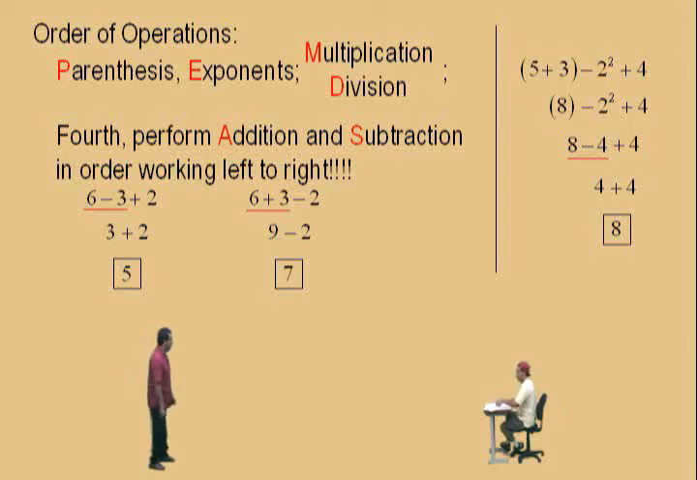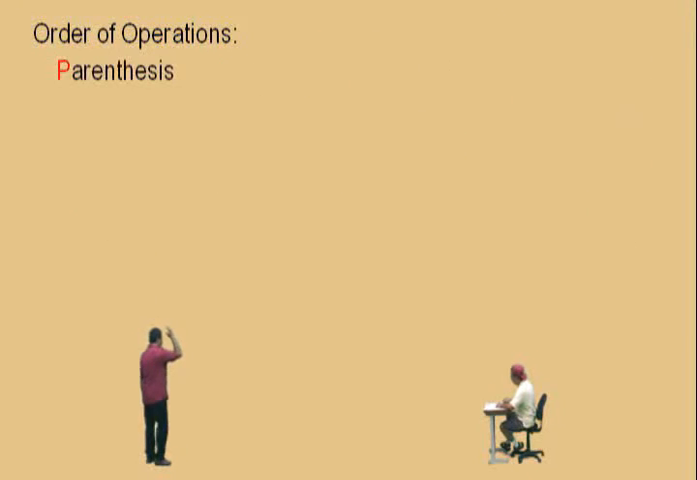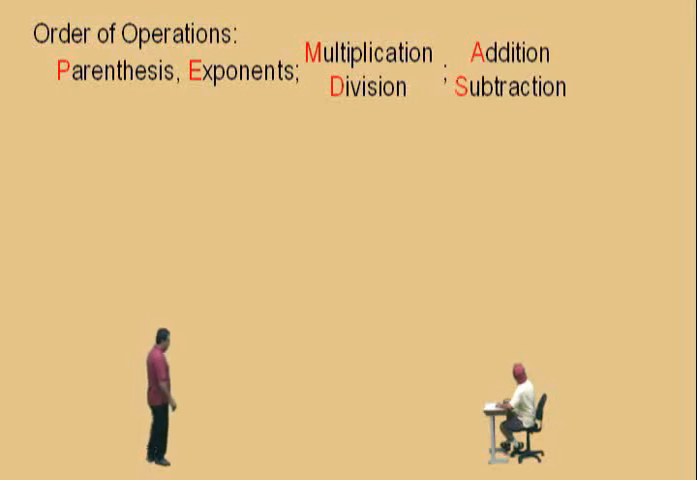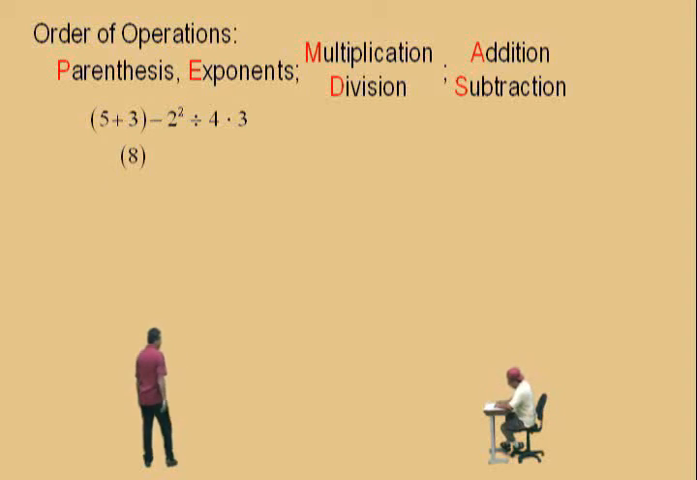Now, let's do a couple problems. And remember, parentheses, exponents, multiplication, divisions done at the same time, working left to right. Addition, subtraction done at the same time, working left to right. So, here we go. We're going to step it up. Here's our problem. We have parentheses, so we got to do those first, Charlie, right? And so that's 8. Bring down your work. Okay. Now, no more parentheses. Do we have exponents, Charlie? Yes, the 2 squared. So we'll do that first. 4, right?